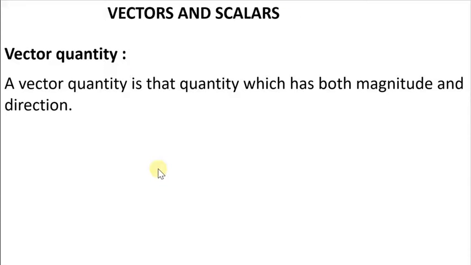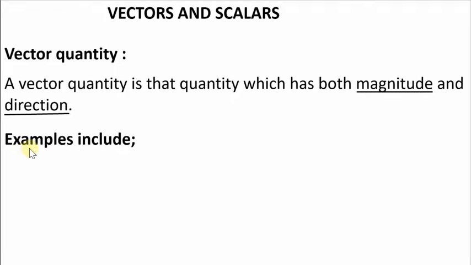Magnitude is the size, as I've explained. Then direction is direction, the way we know. So quantities that have got both magnitude and direction are referred to as vectors. Now let's look at just the examples of these vectors.